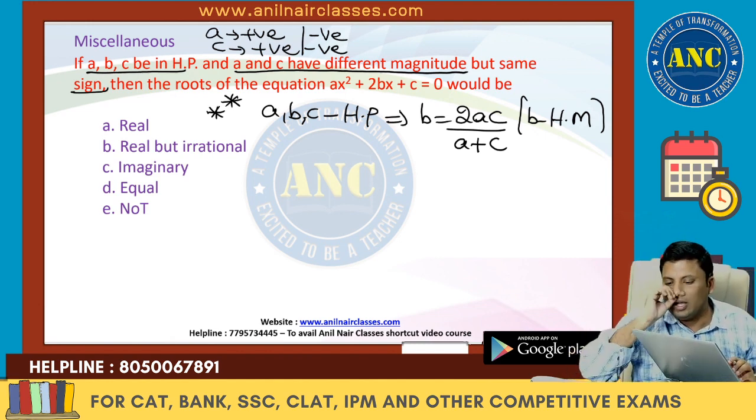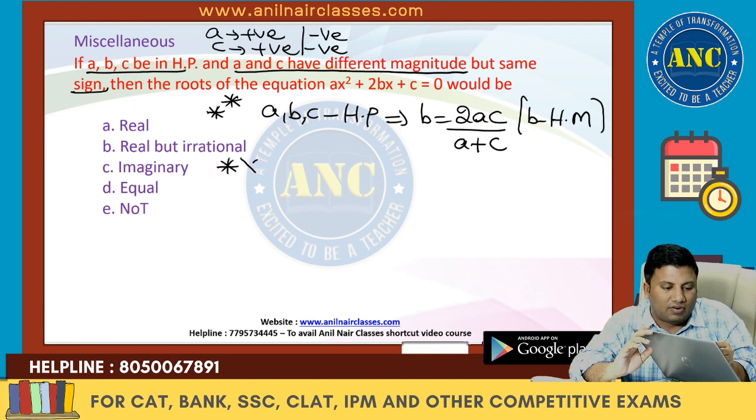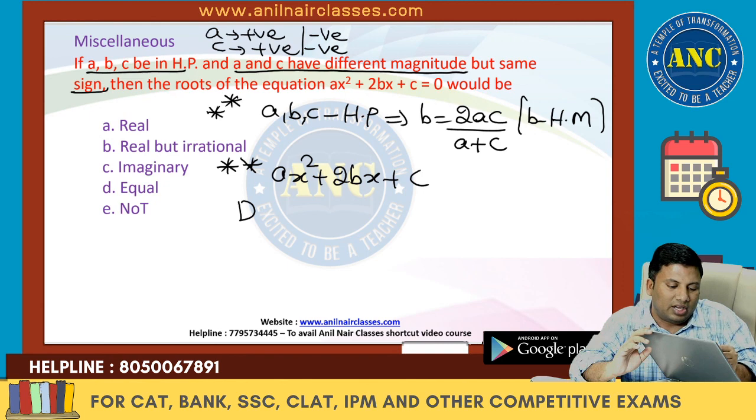Then the roots of the equation ax square plus 2bx plus c: we don't know whether any of these conditions hold. The best way to determine the nature of the roots is the discriminant.